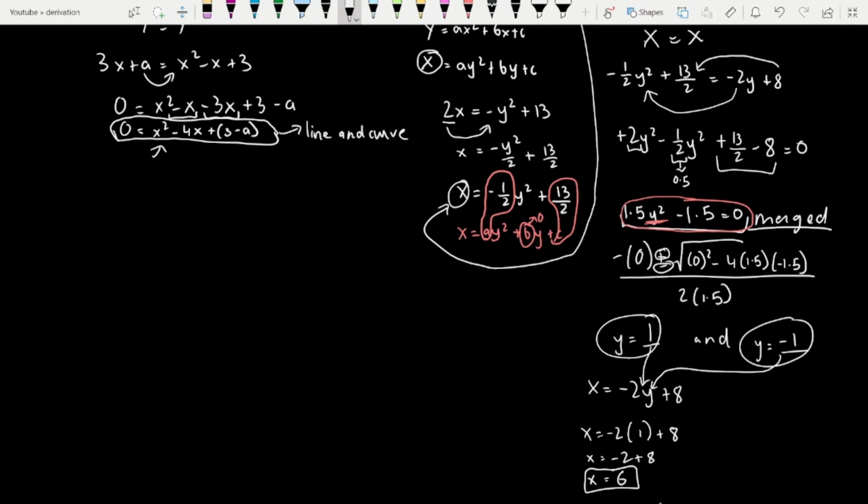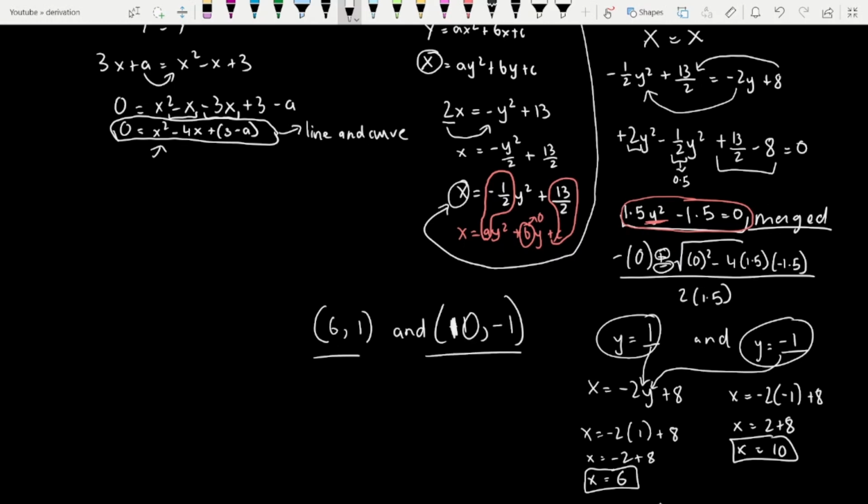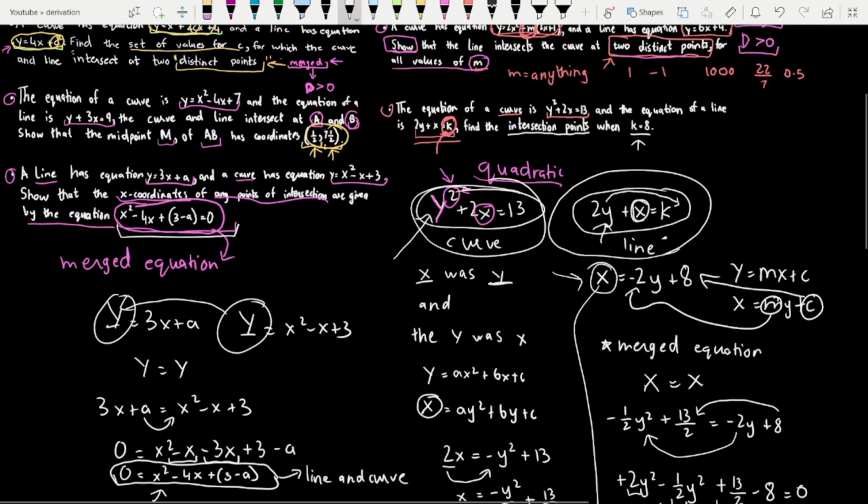And then I put my other y value in here, so minus 2 times minus 1 plus 8, and this is going to solve out to give me 2 plus 8. I'm going to get 10. So the two intersection points are basically (6, 1) and (10, minus 1). So these right here are the two intersection points when k is equal to 8.